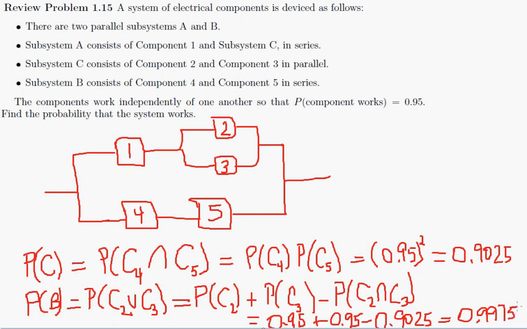Okay, you should convince yourself that it makes sense that the probability for C, the bottom subsystem, this number is less than 0.95 because they both have to work. Whereas for subsystem B here, this part is bigger than 0.95 because either one could work and it would be all right. Okay, let me clear off some space at the top of the screen.